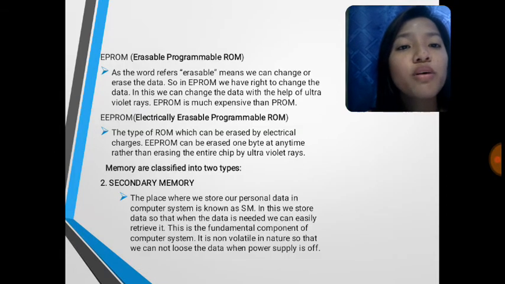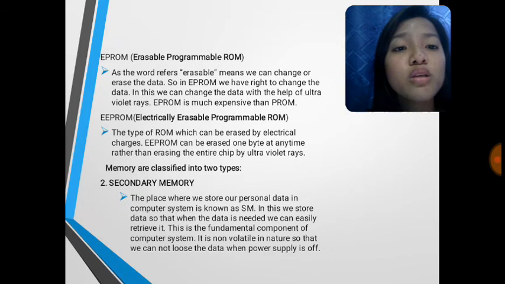EPROM, erasable programmable ROM. As the word suggests, erasable means we can change or erase the data. So in EPROM, we have the right to change the data. In this, we can change the data with the help of ultraviolet rays. EPROM is much more expensive than PROM.